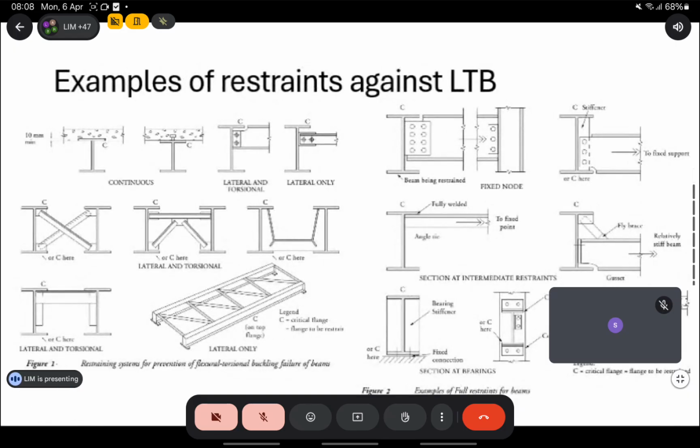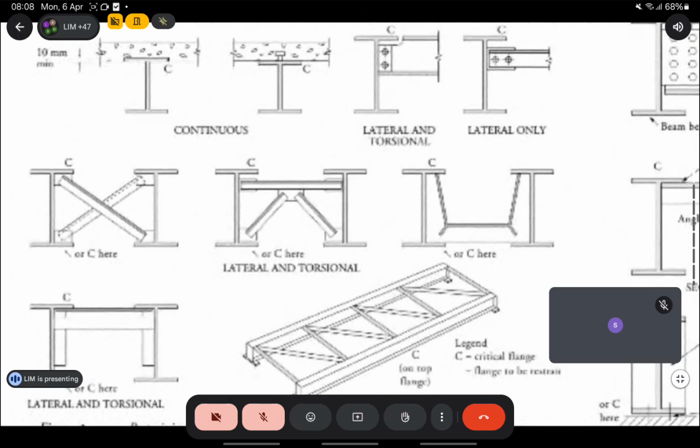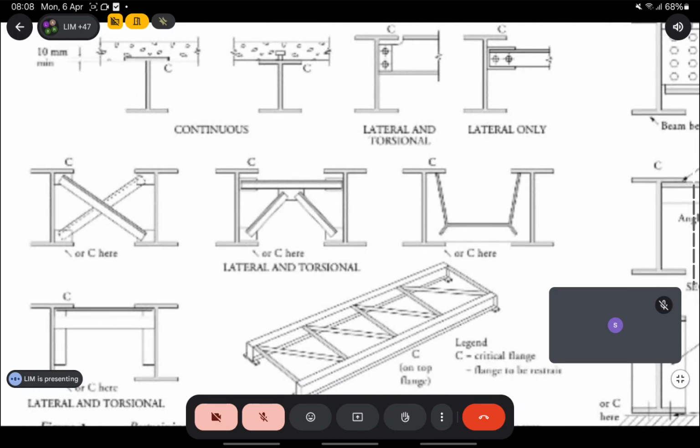Now, you can restrain the beam against LTB. LTB is lateral torsional buckling. I will use the short term from now on, but if you see LTB, it means lateral torsional buckling. So you can restrain the beam against LTB, and there are a few ways. One way is you can build the beam into the slab.